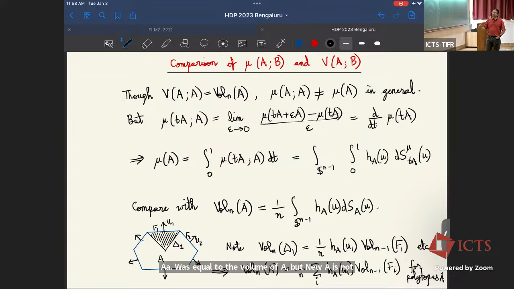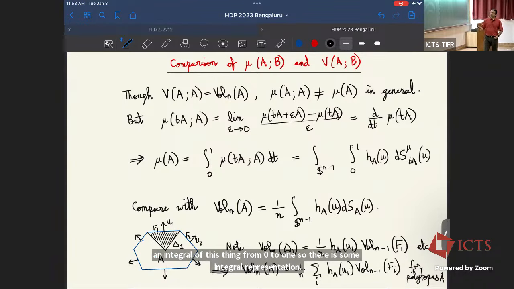It turns out that some relation is possible because of the fact that mu(TA,A), if I write down the definition, I see that this is just the derivative in T of mu of TA, which means by the fundamental theorem of calculus, I can write mu of A as an integral of this thing from 0 to 1. So there is some integral representation and so on, but it's not as clear as in the case of Lebesgue measure.